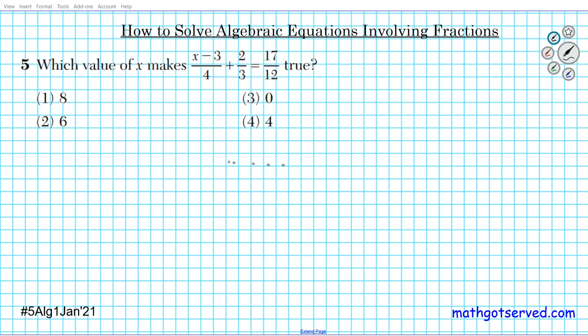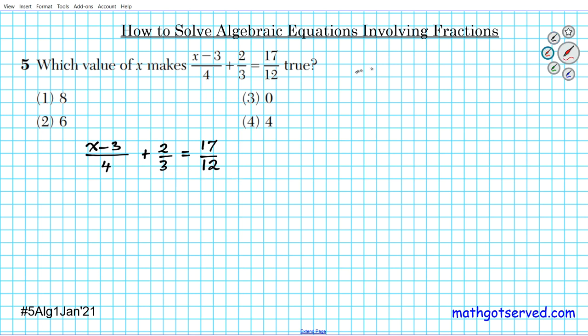All right, so let's write down the equation. We have (x - 3)/4 + 2/3 equals 17/12. Now, what can we do to make this equation easier to work with? Or another way to look at it, what makes this equation complicated? It's the fractional component, right? If there were no fractions, it would be a much easier equation. So the goal now is to eliminate the denominators so that it's an easier problem to solve. So how do we go about doing that?